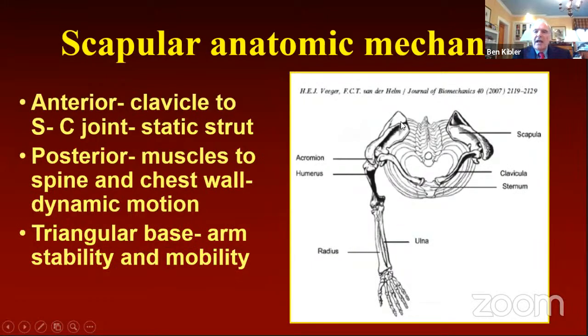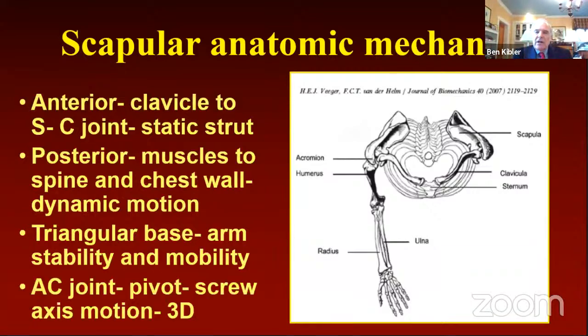This allows a triangular base so that the arm can function to do all the things in space that the crane model was showing. The AC joint also happens to be a very important structure here because it's a stable pivot to allow these two bones to articulate.